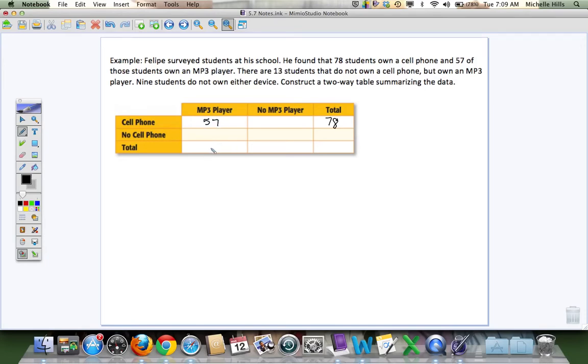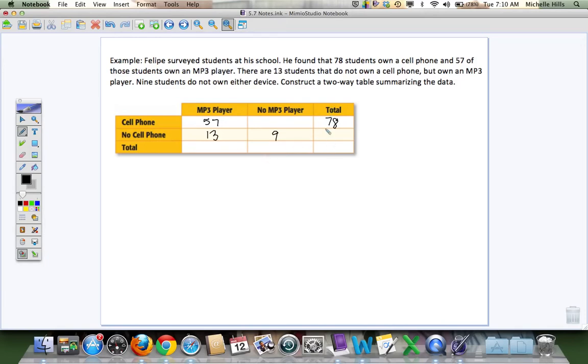There are 13 students that do not own a cell phone, so no cell phone, but do own an MP3 player. 9 students do not own either device, so no cell phone and no MP3 player. That's all they give me, but using this information I can complete this table.